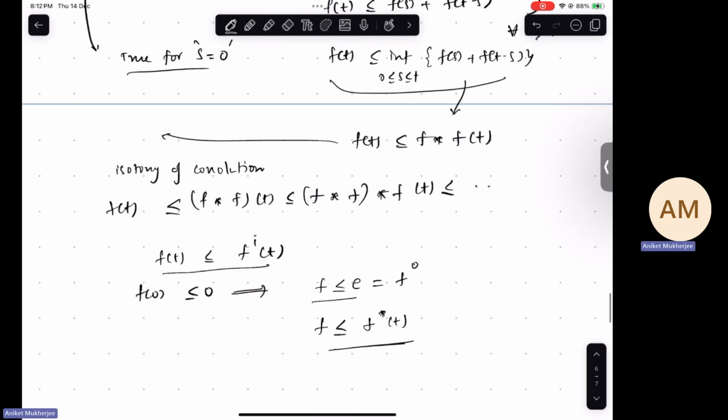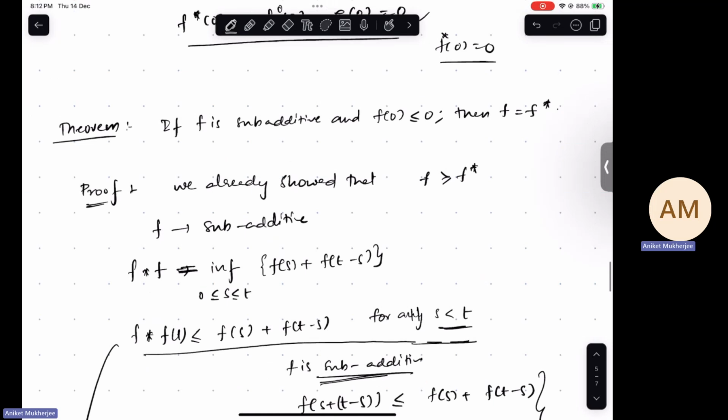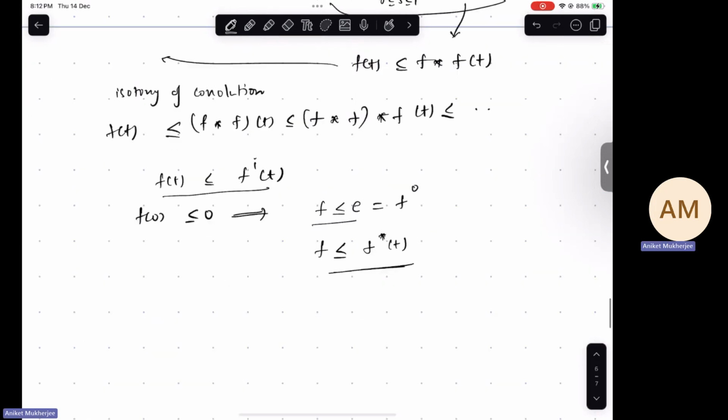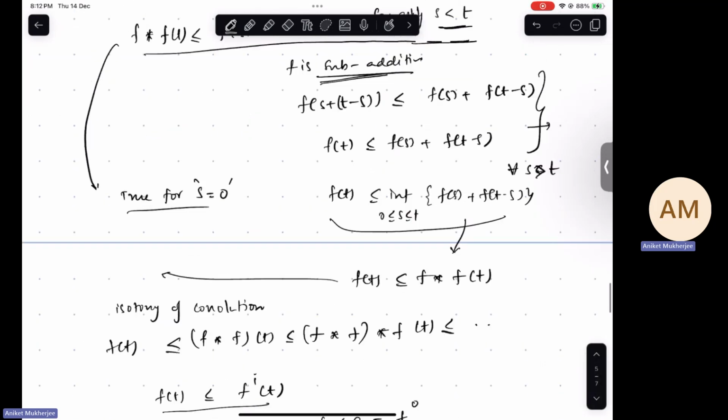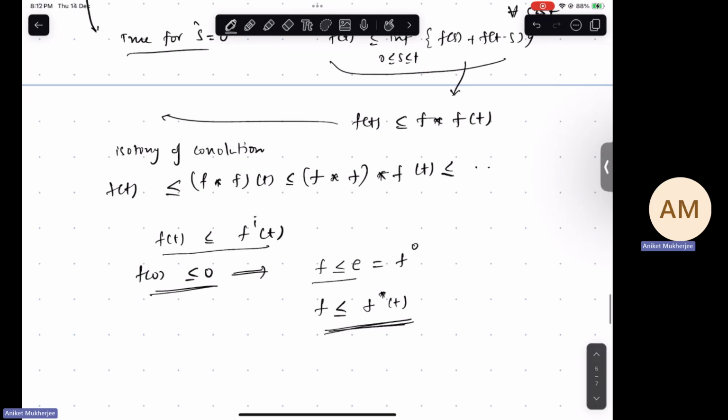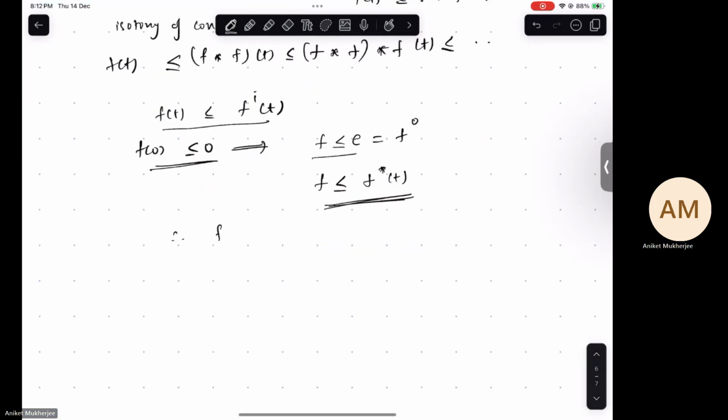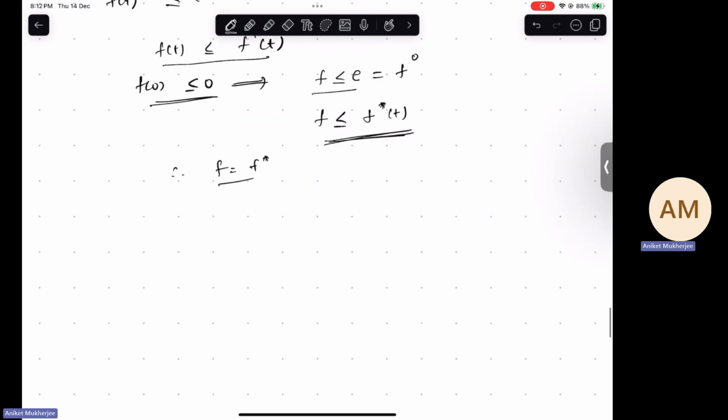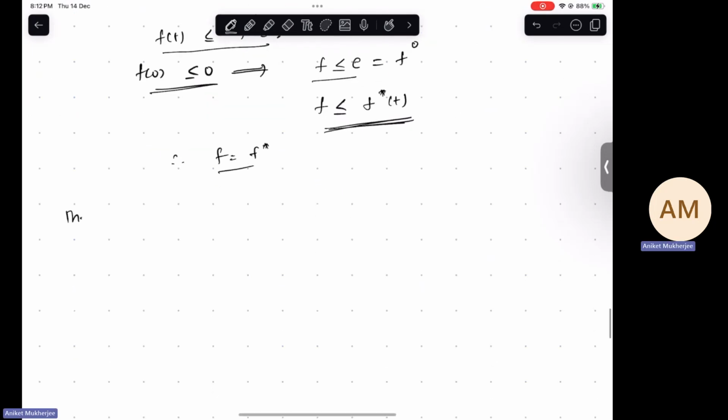So in the previous theorem we've shown that f is greater than f star. Now we are showing that f is less than f star if f is subadditive and f of 0 is less than or equal to 0. Therefore, f equal to f star. That is what we want. So if f is subadditive, then the Kleene operator leaves it unchanged.